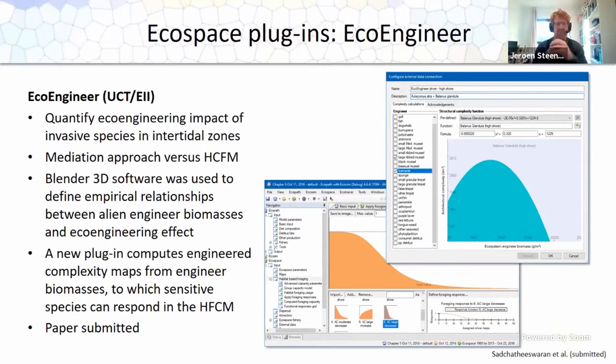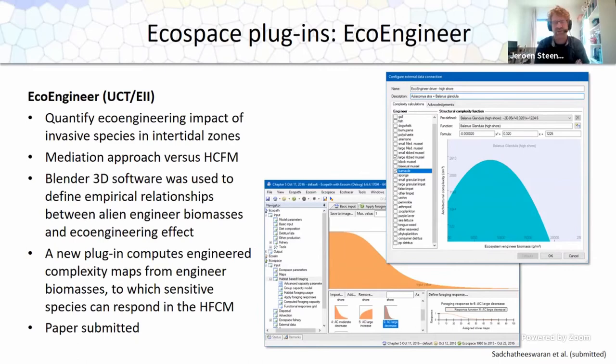She used mediation in Ecosim to infer from alien invader biomass what kind of engineering structures that would create for certain ecosystem components. And then ecosystem components would respond with a response curve to the biomass change of eco-engineers. It's very cool what she did.